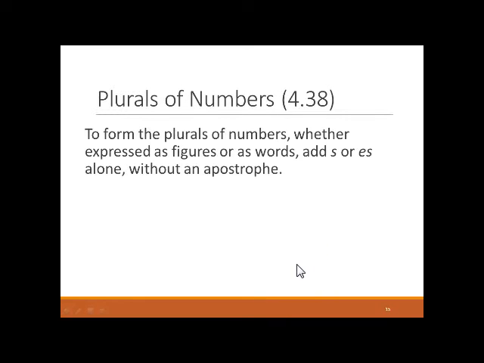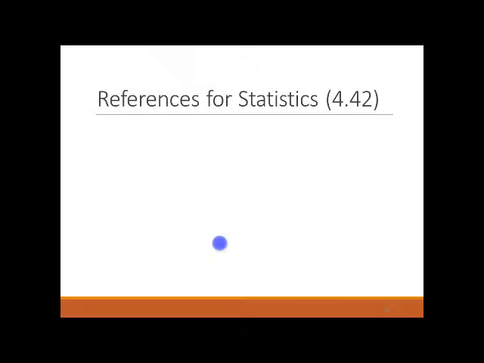What APA says in terms of forming plurals of numbers, you just add an S or an ES to the end without adding an apostrophe. So 4s and 6s, notice 1950s does not have an apostrophe S. 10s and 20s, no apostrophes. This might not be the same for other types of styles other than APA, but in APA this is what they say, so make sure you follow that if you're using those kinds of words in your writing.